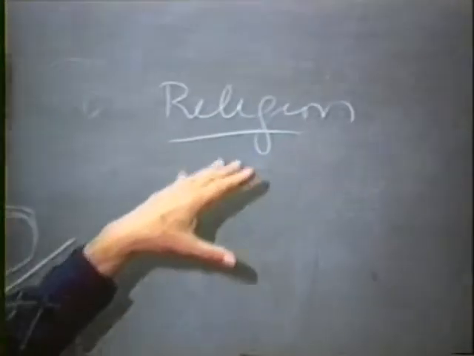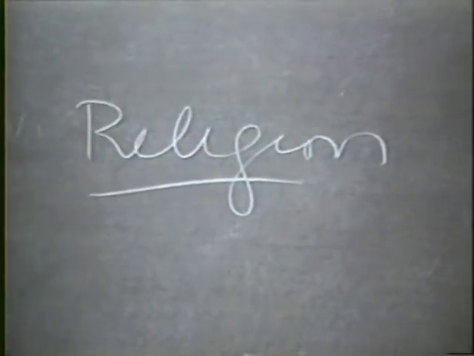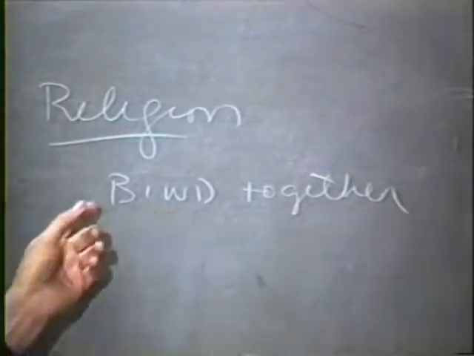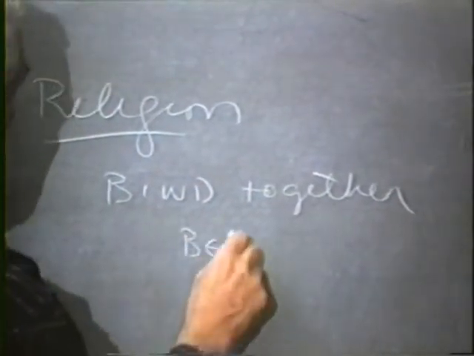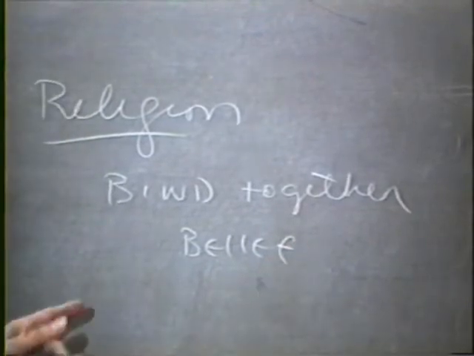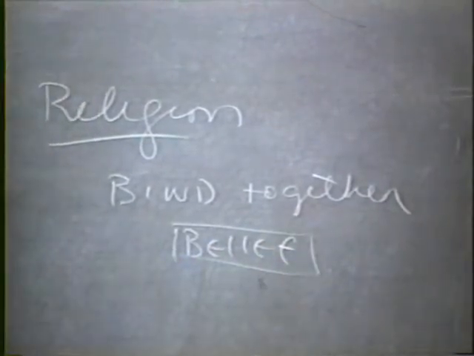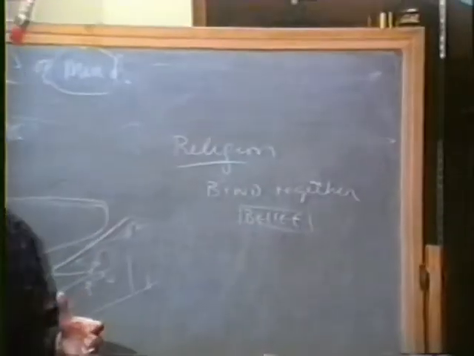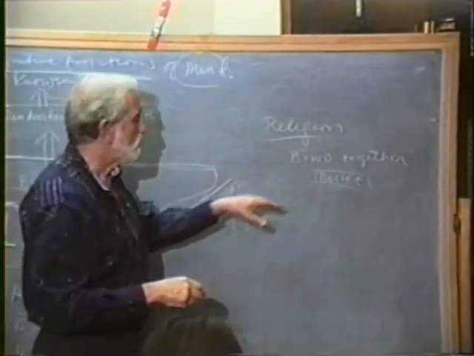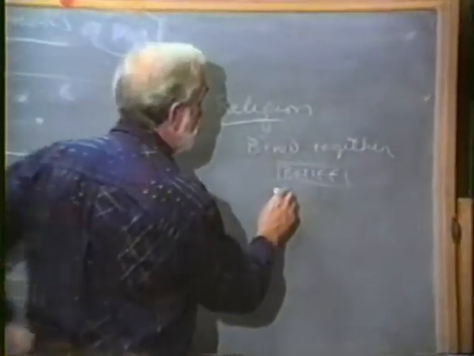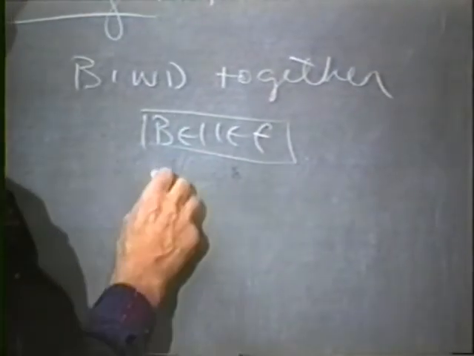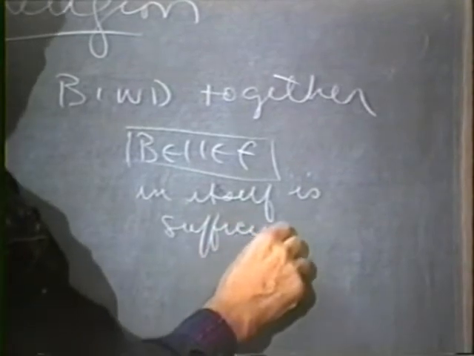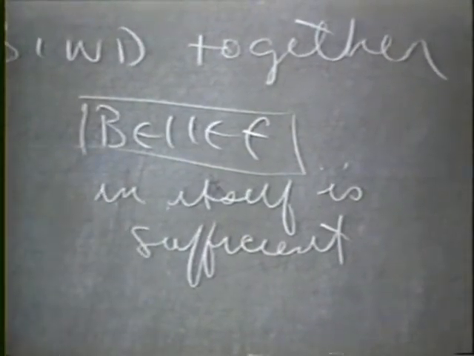The word religion comes from religio, which means to bind together. The nature of that bond is belief. That means there is a certain class of things called belief, which, when people hold them in common, binds them together and they can recognize the kinship among them. Next, that belief has to say, one way or the other, that belief in itself is sufficient, that nothing else beyond that is required. This is, of course, in Christianity, the Pauline doctrine.